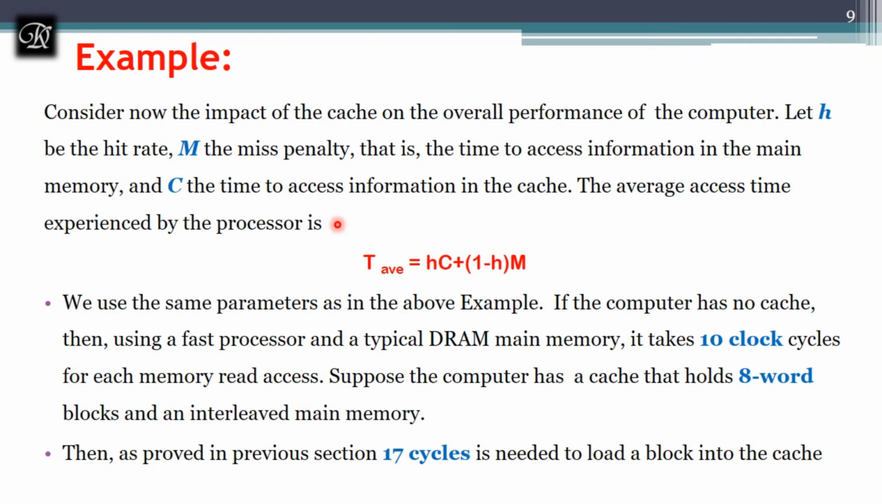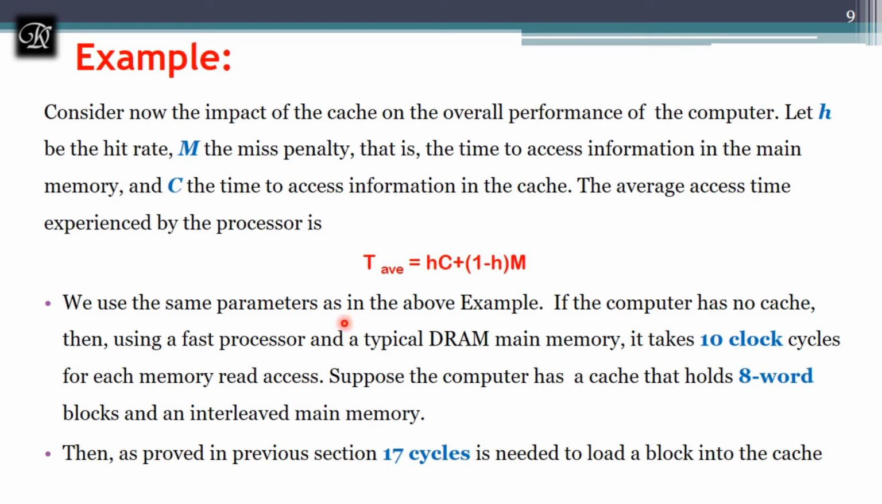The average access time can be calculated with the formula T average is equal to hit rate times the cache time, which is the time used to access the data in the cache, plus (1 minus h) times the miss penalty. Here 1 minus h means the miss rate.